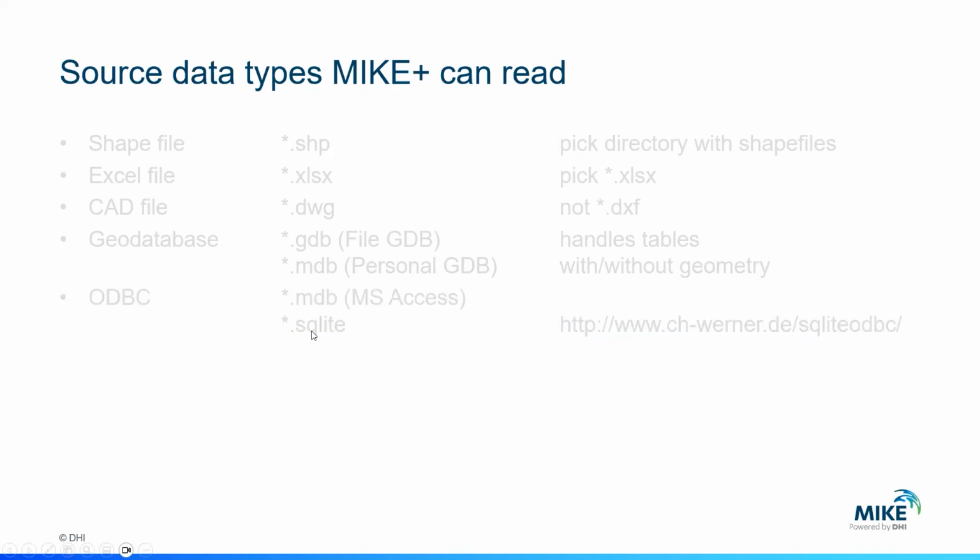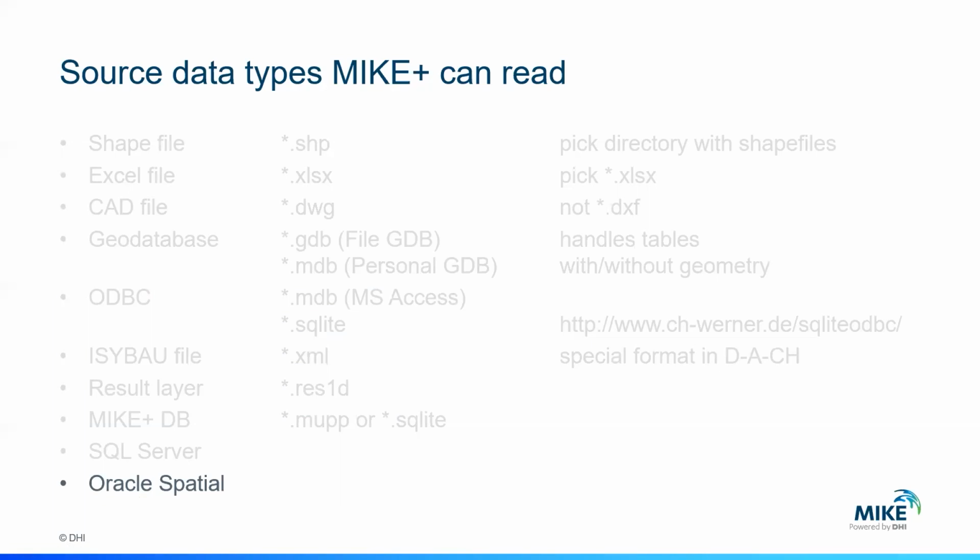So only those two. EasyBau is a very special format in Germany and Austria and Switzerland. Well, mostly Austria and Germany. It's an XML file with a very specific format. We can read results if you want to do anything GIS related. I've never used that one. We can read Mike Plus databases and do a lot. And SQL Server and Oracle Spatial I haven't used either.